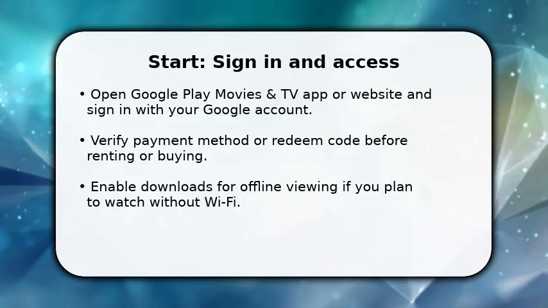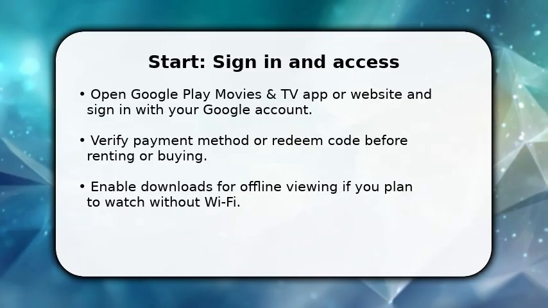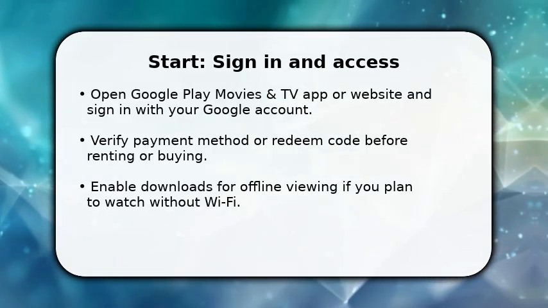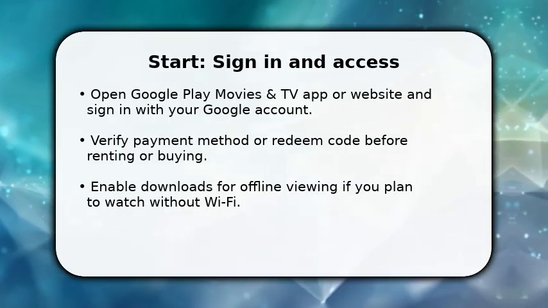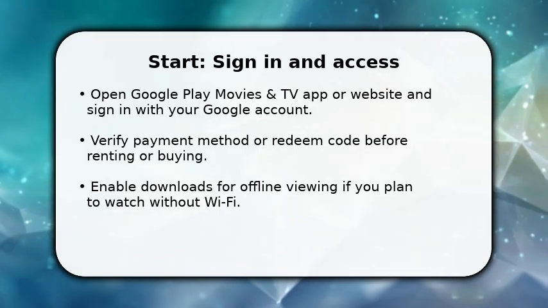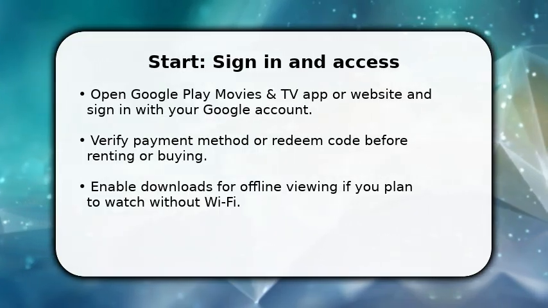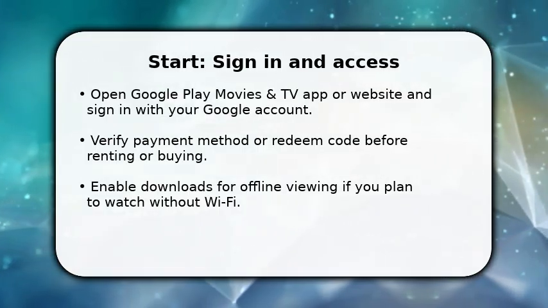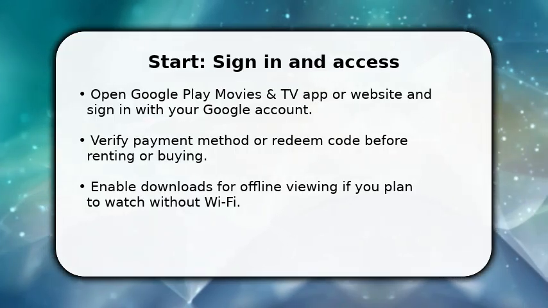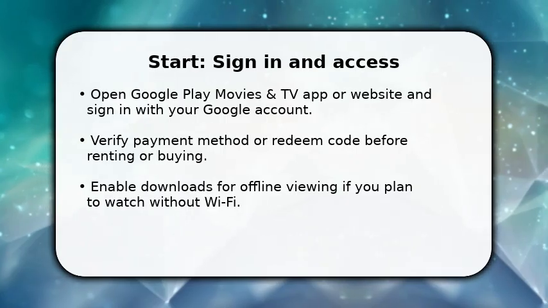You'll begin by opening Google Play Movies and TV and signing in with the Google account you want to use. This ties purchases and rentals to that profile. Once signed in, make sure a valid payment method or a redeemed promo code is attached so transactions go through smoothly. If you need offline playback, enable downloads in settings and choose a storage location. This prevents interruptions when you leave Wi-Fi.